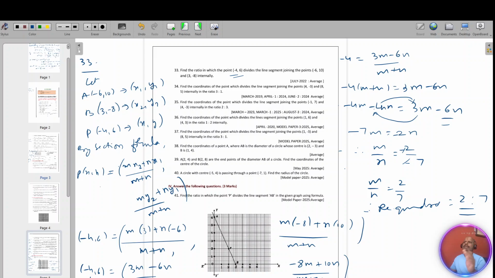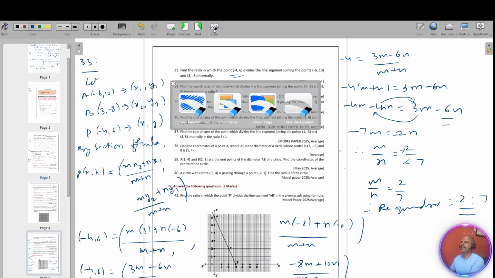It's a very important question. It is supposed to be asked as a 2 marks or 3 marks question. Sometimes it will be a 2 marks question also. Okay, this is how you find the ratio, where the line segment points and the point which divides the line segment are given, and you are asked for the ratio. 33 is done, right?